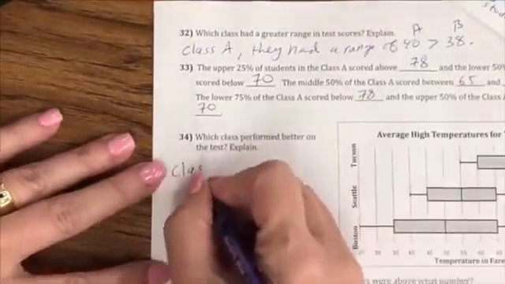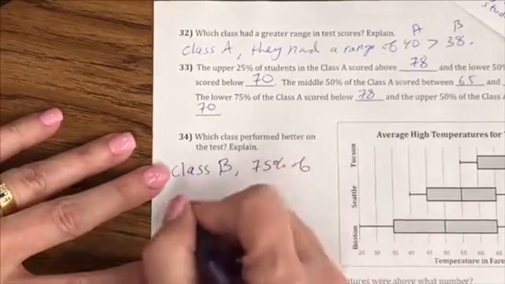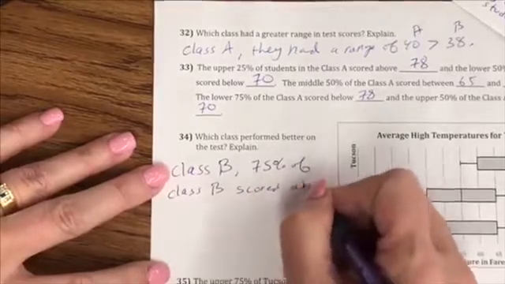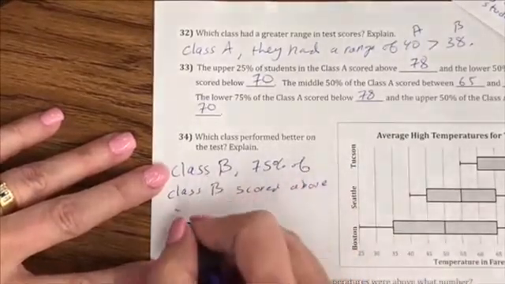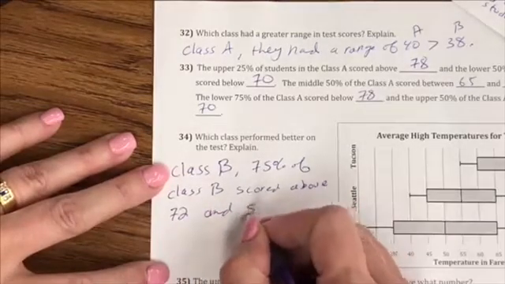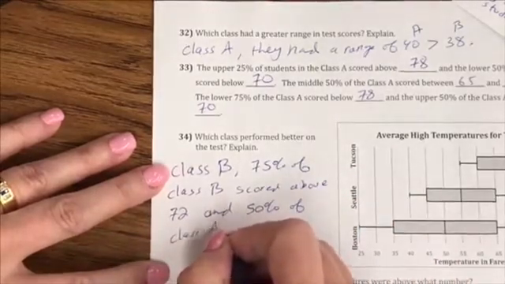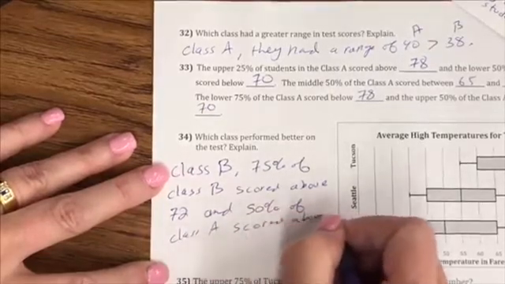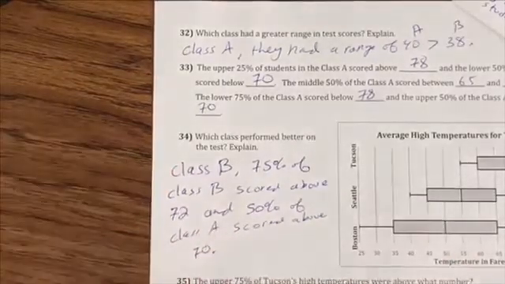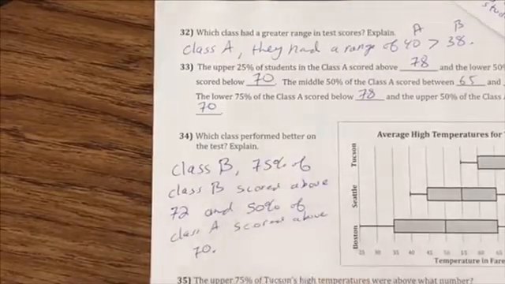So class B, and that is because 75% of class B scored above 72, and 50% of class A scored above 70. So class B had 25% more students do better than class A.